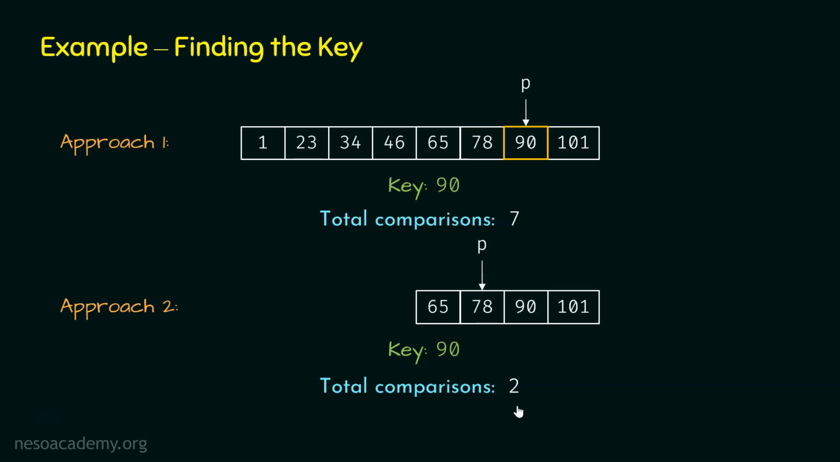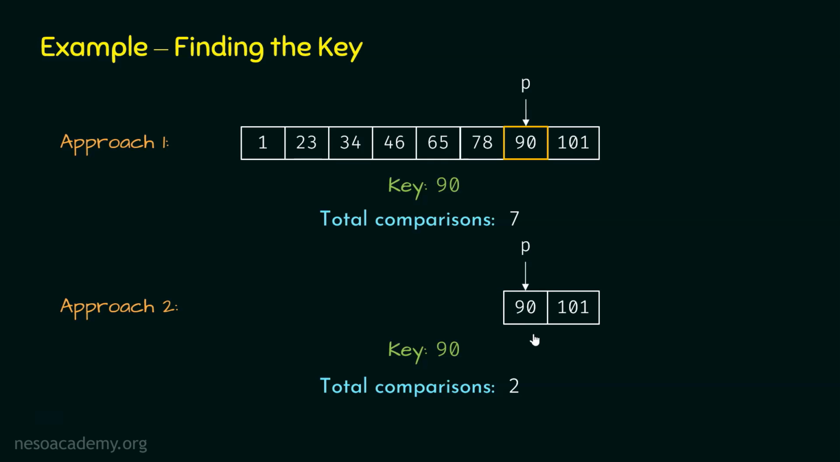So, the total number of comparisons at this point is 2. Pointer P is pointing to 78. That's why we are comparing 78 with 90. Clearly, 90 is not equal to 78, but 90 is greater than 78. Hence, there is no chance that 90 can come before 78. So, we can eliminate this half of the list, and we are left with this half.